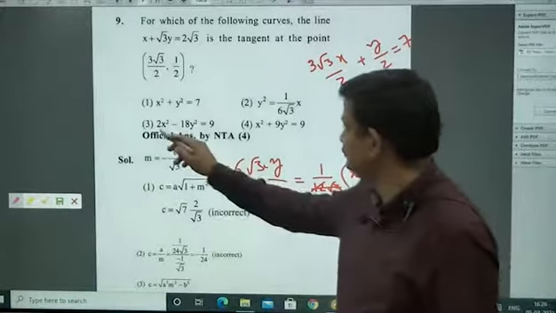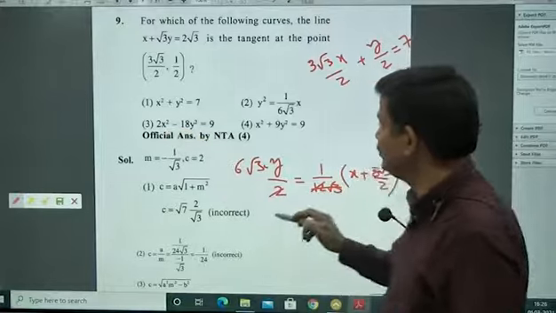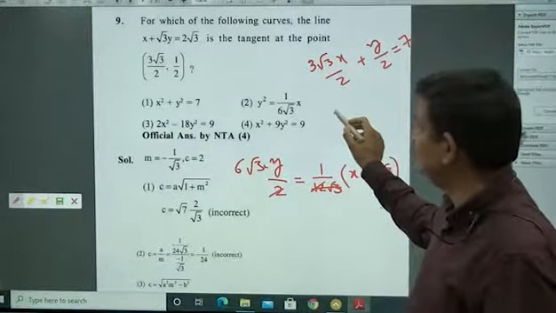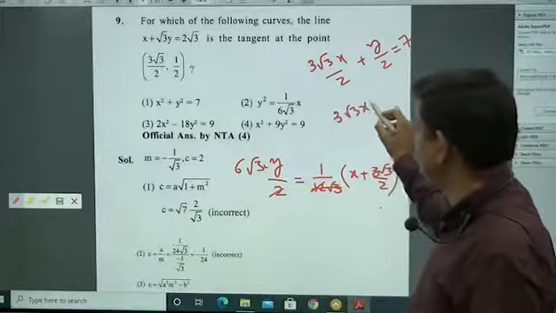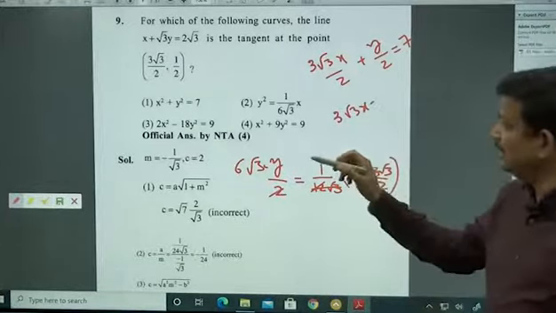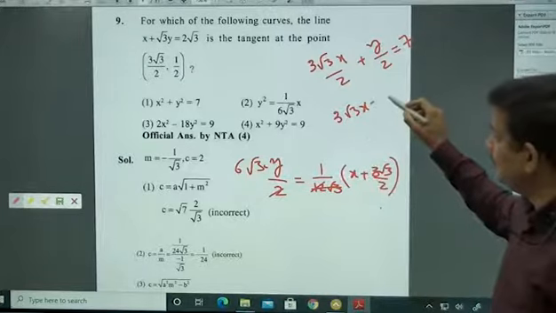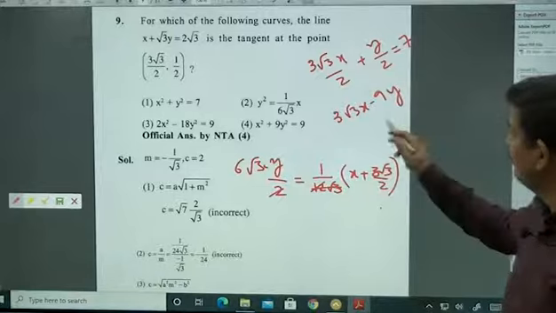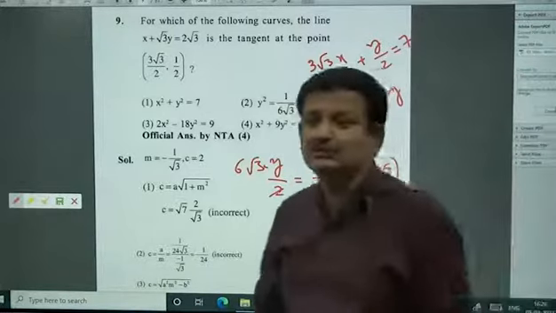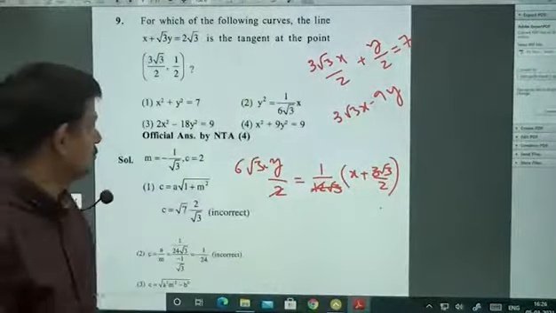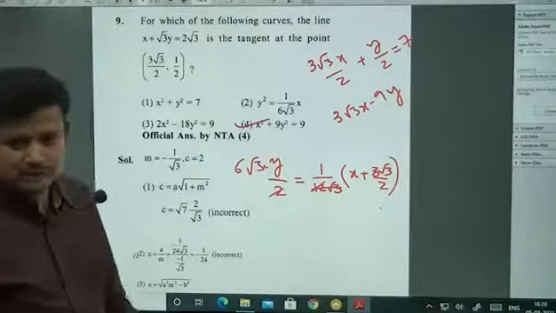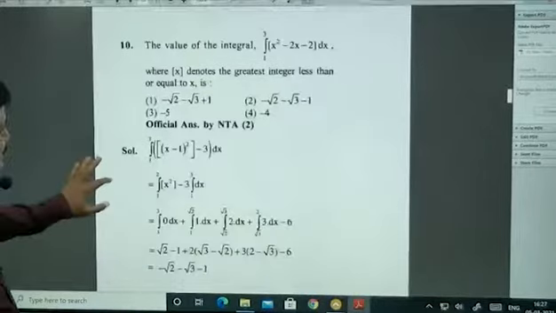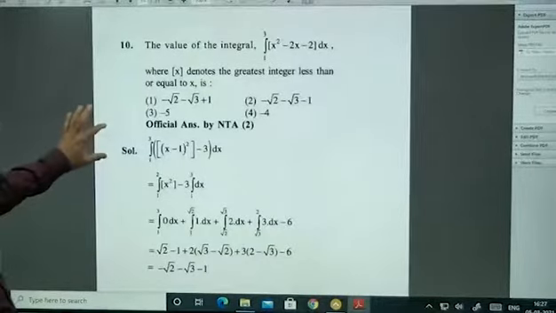Next one, 2x x1. How much is that? 2 gets cancelled. 3 root 3x minus 18y y1, 9y. Minus sign is there, there plus sign is there. Ruled out. So option 4. Nothing is there in that question. So for all these conditions for tangency, calculating the slope is not necessary. Directly you can see.